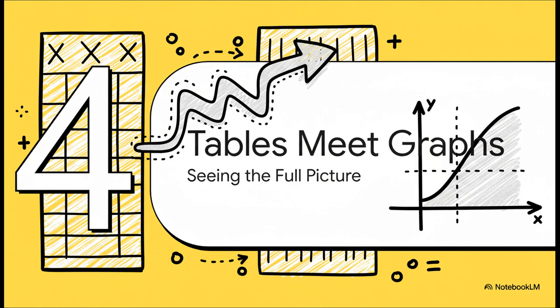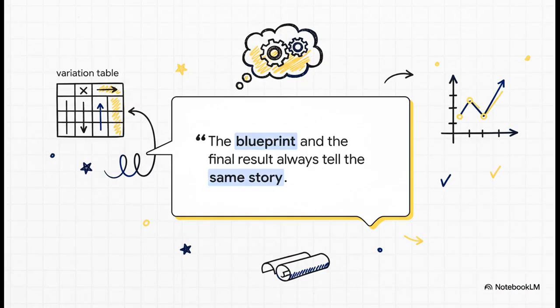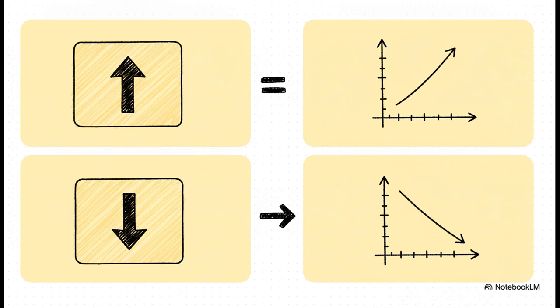So we have our blueprint, the variation table. Now for the really cool part. Let's connect that abstract little plan to what it actually looks like in the real world, the graph of the function. And here is the single biggest takeaway for this whole section. The blueprint and the final building always match. The story that the table tells you with its arrows is the exact same story the graph shows you with its line. And the connection is so direct it's almost funny. An up arrow in your table, that literally becomes a line that goes up from left to right on the graph. A down arrow in the table, well, that means the line on the graph slopes down. It's a perfect visual match.